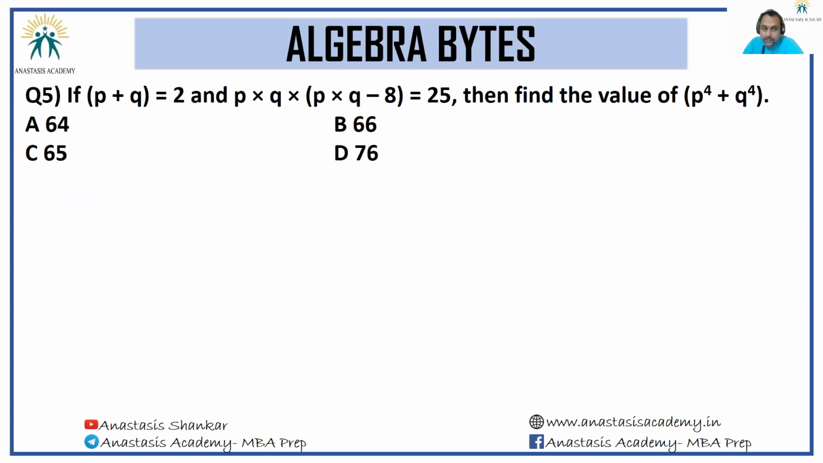Hopefully you learn it. Last question: if P plus Q is equal to 2 and PQ into PQ minus 8 is equal to 25, find the value of P raised to the power 4 plus Q raised to the power 4. Okay. If I need P raised to the power 4 plus Q raised to the power 4, I'll square this and I'll square it again. That is all I can do.